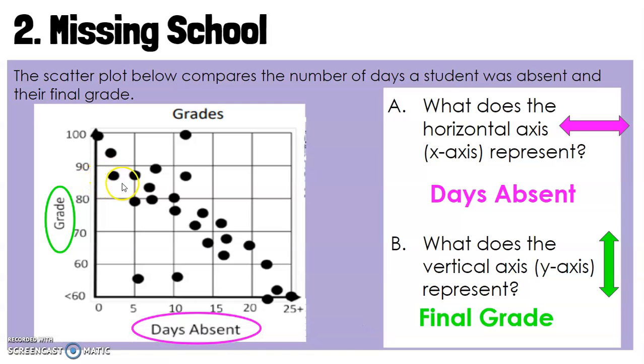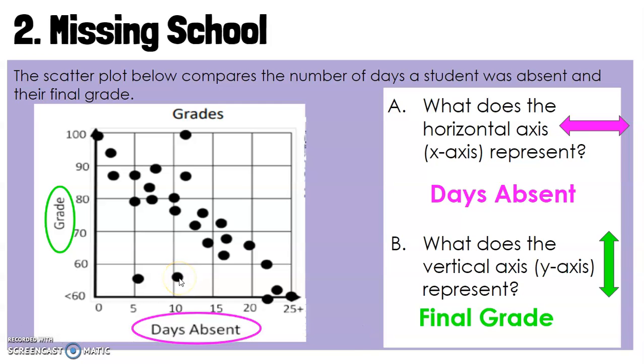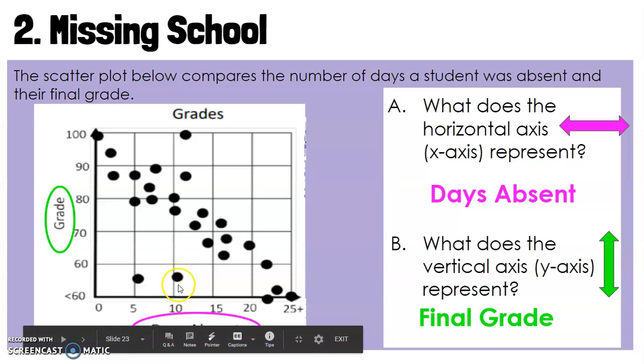So in this case, let's talk about this point down here. This point is a student that was absent for 5 days, and their overall average was maybe 55. It's kind of hard to tell, it's under 60, right? And then you see this point next to it tells us something similar, except in this case, this student missed 10 days of school and still got about a 55.